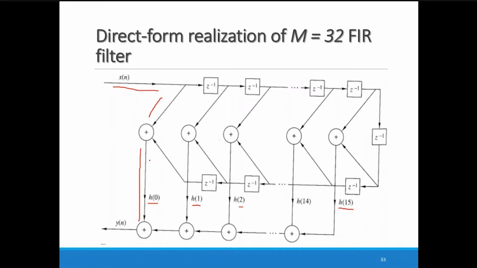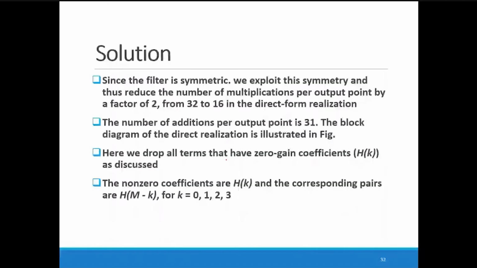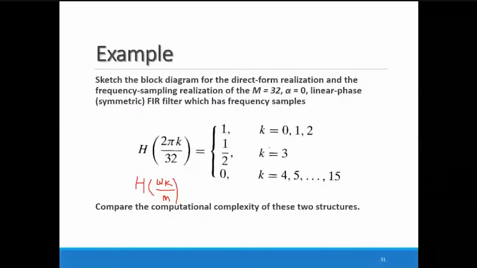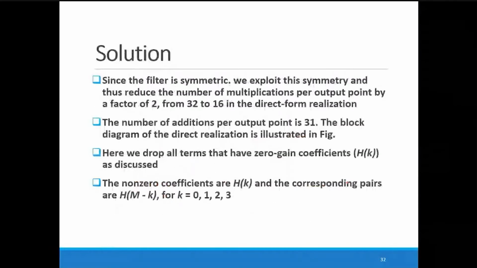Okay, now we go on to discuss the frequency sampling realization. Here we drop all the terms that have a zero gain coefficient. We have seen that in this equation the values are 1 for k equal to 0, 1, 2, 1 by 2 for k equal to 3, and 0 for the values 4, 5 and so on. So here you can see that we drop all the terms that have a zero gain coefficient H of k. Just a second.